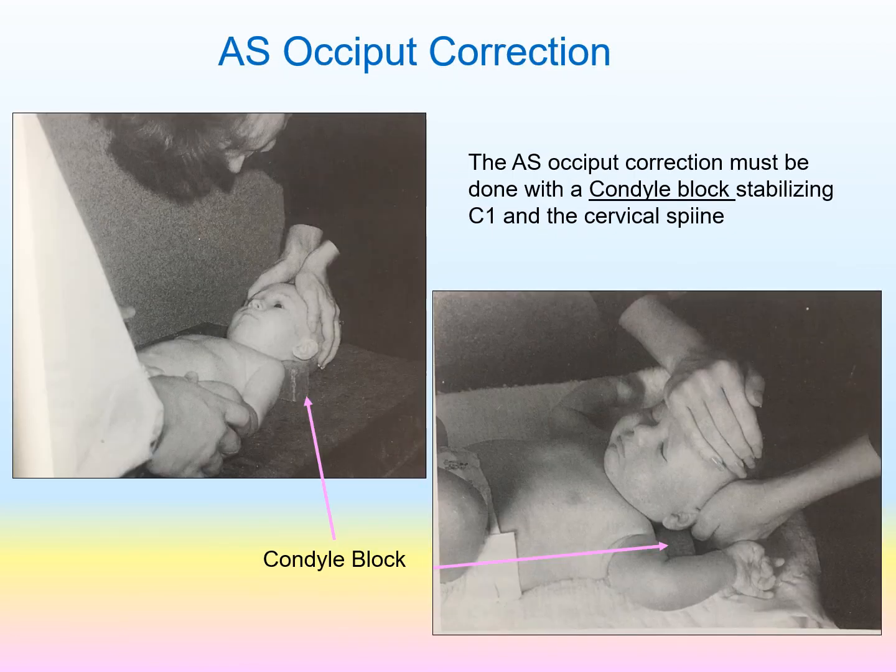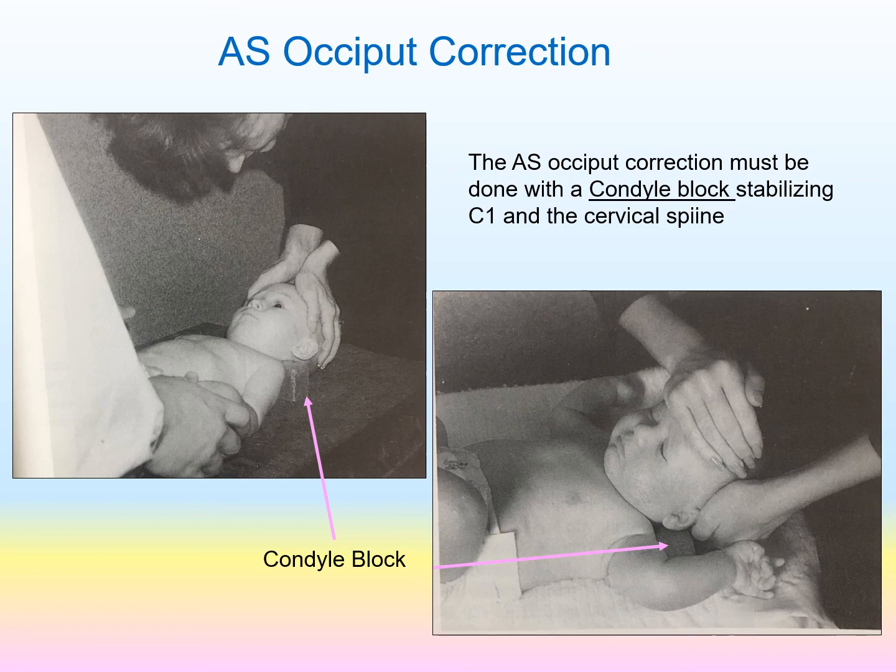The correction of the AS occiput, again, you've probably learned this in special pops or your pediatric class, but it was developed from the Gonstead system. The pink arrows here show that the condyle block is under the patient's cervical spine. We have to use the condyle block to make this correction. Without it, the cervical spine is unprotected and you will cause further subluxations or even worsen the effects based on a poor adjustment.